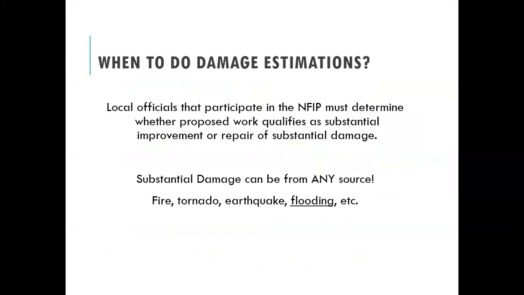So, of course, if you're in the NFIP, you have to determine whether proposed work qualifies as substantial improvement or repair of damage. Substantial improvement is mentioned here just because it's kind of two sides of the same coin. It's just cost to repair damage or the cost of an improvement, and then we compare that to the market value. And if it's 50% or more, then that structure needs to come into compliance with the current regulations if it's not already. If it's already in compliance and it's elevated above the floodplain to what the regulations say, then nothing else needs to happen. It's just making sure that the lowest floor is in compliance if it is substantial improvement or damage.